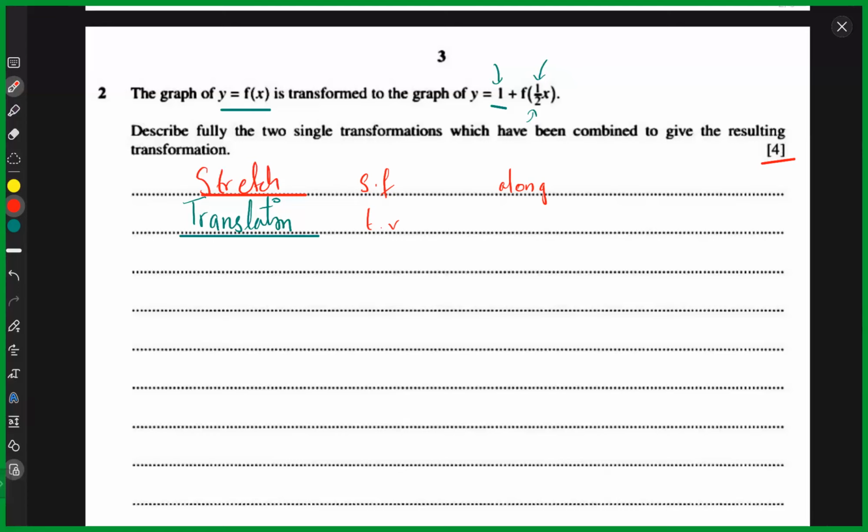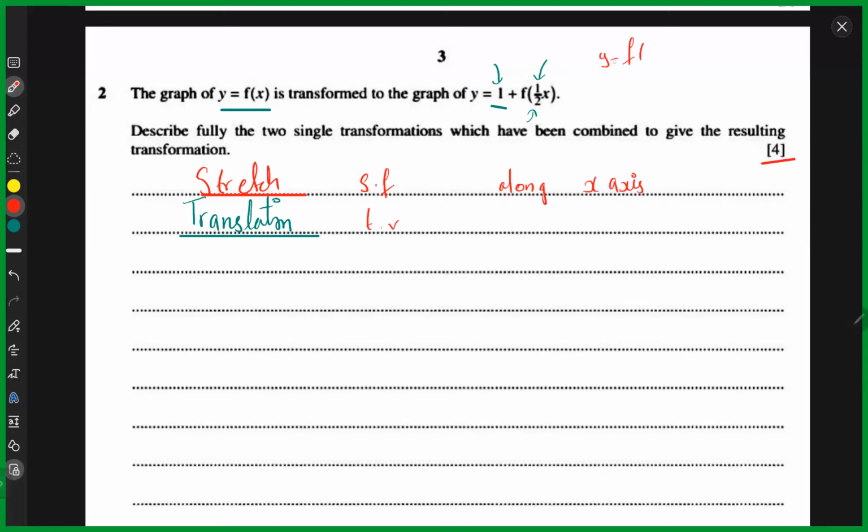The stretch is along x. Yes, that's right. We are multiplying 1 by 2, so it would be a horizontal stretch or it would be along x-axis. Okay. So along x-axis.